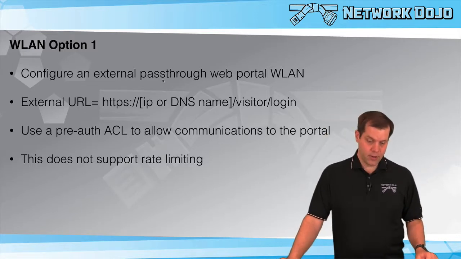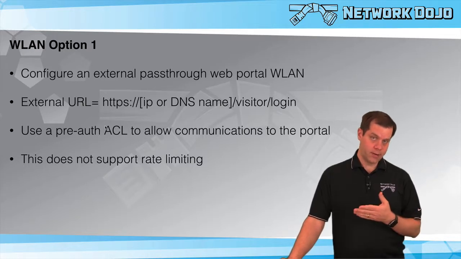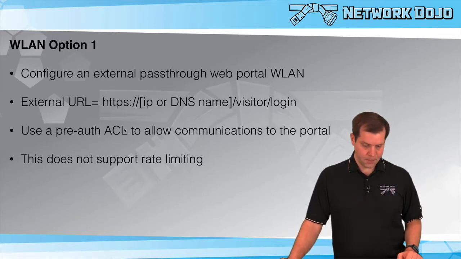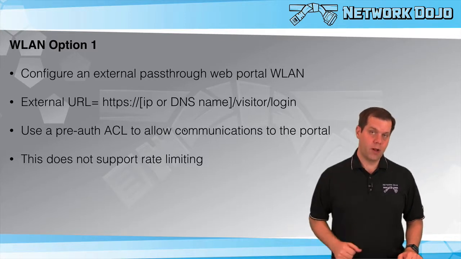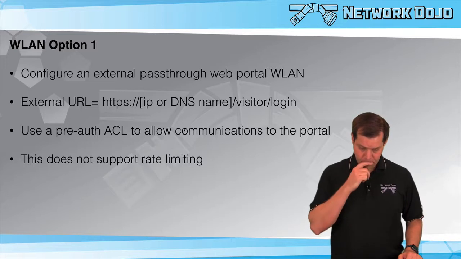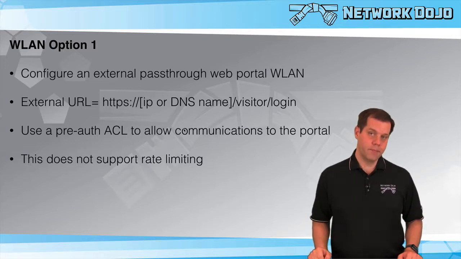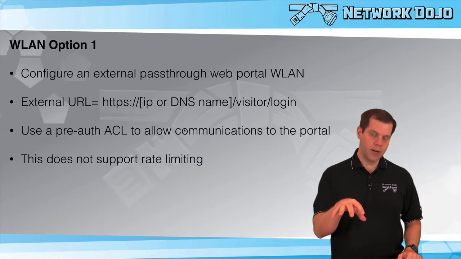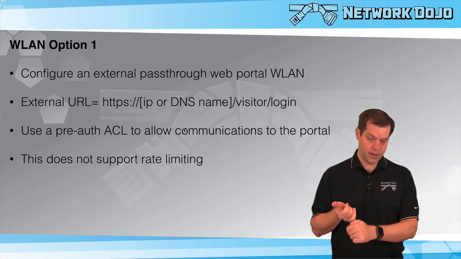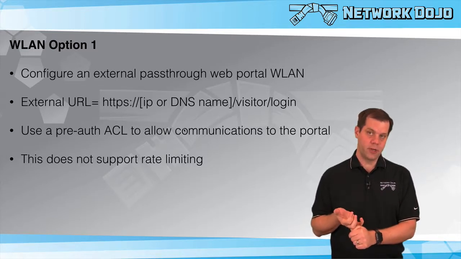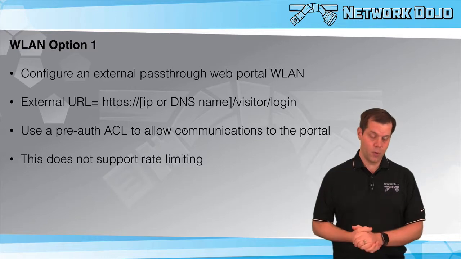Anytime we do this external URL stuff, we have to have a pre-auth ACL to allow us to talk to it, so we'll need the pre-auth ACL. And this definitely supports all the portals in the post-portal authentication URL, but it does not support rate limiting. Rate limiting is actually a RADIUS process, and so we'll look at that in the next option. So let's get this one working, and then we'll show you, one, that it doesn't do rate limiting, and then two, we'll show you the WLAN option 2 and what it takes to get the rate limiting part of it working there.